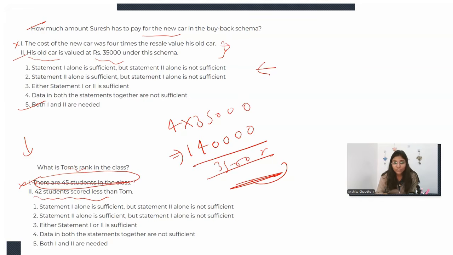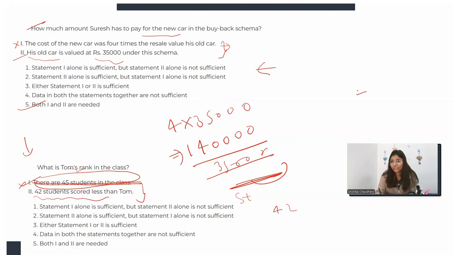See, this time we don't know that there are 45 students, right? Forget about it. Here we are only checking that 42 students scored less than Tom. So we know that 42 students scored less than Tom. But what is the Tom rank, right? Maybe how many students are before Tom? We don't know. But what if we merge those two, right?